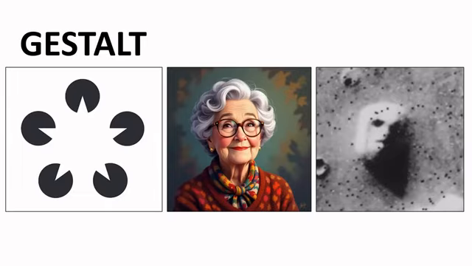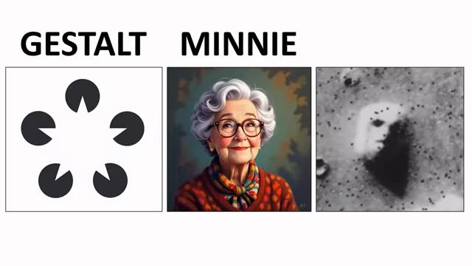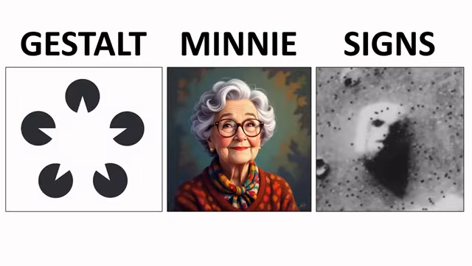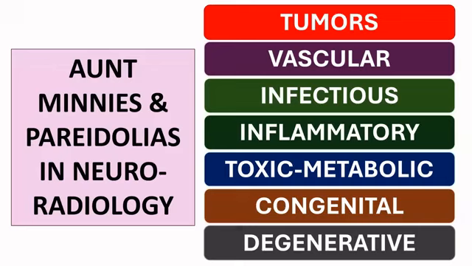We're going to talk about gestalt. We're going to recognize immediately certain patterns and structures without analyzing the scan in detail. And these can be Aunt Minnies and these can be radiological signs. And the majority of radiological signs are in a way like Aunt Minnies. There's some overlap between the two concepts.